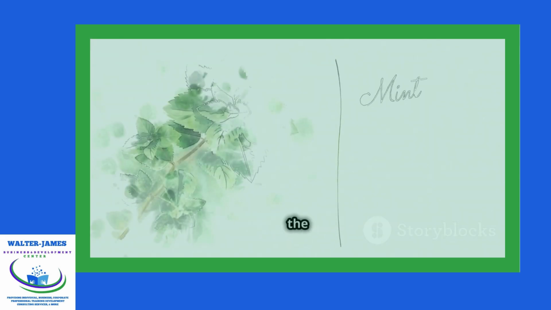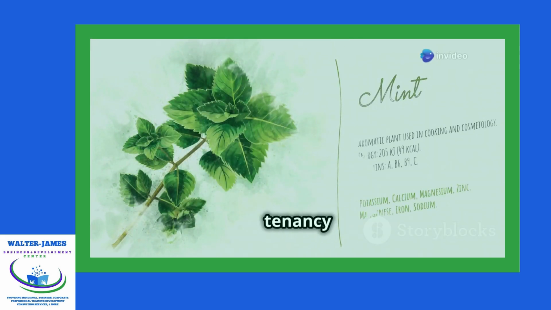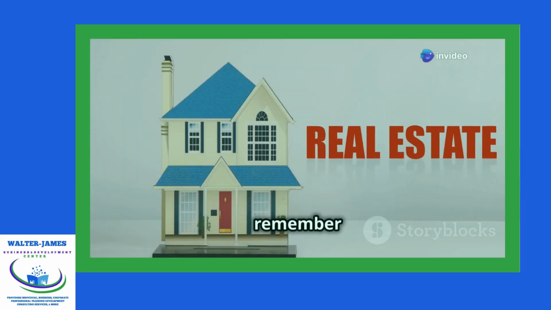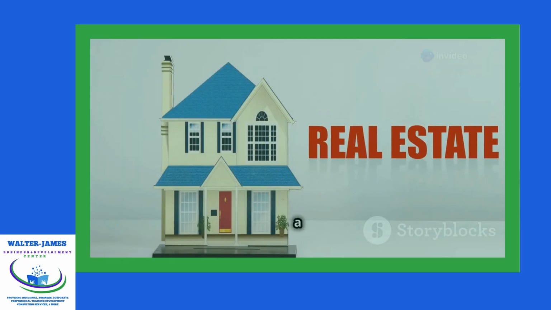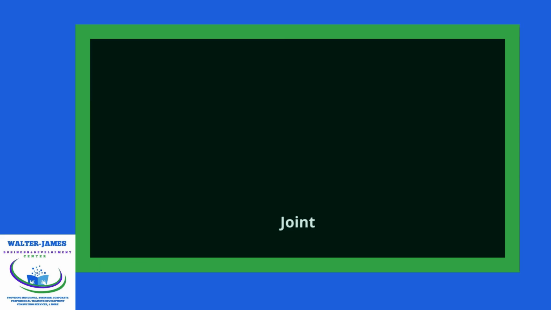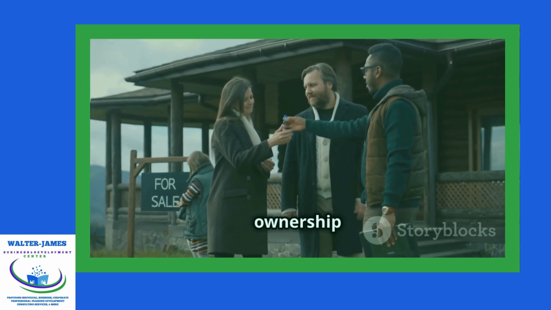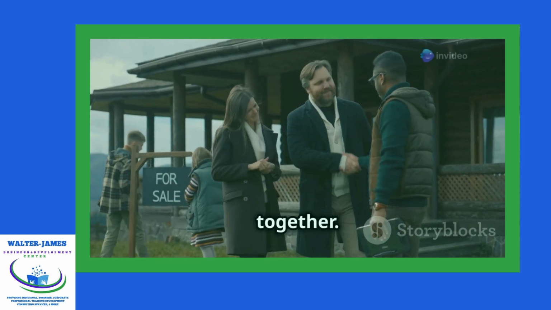PIT is an acronym for the four unities of joint tenancy: possession, interest, time, and title. PIT is used to remember the requirements that must be met to create a joint tenancy. Joint tenancy is a type of concurrent ownership where two or more people own a property together.